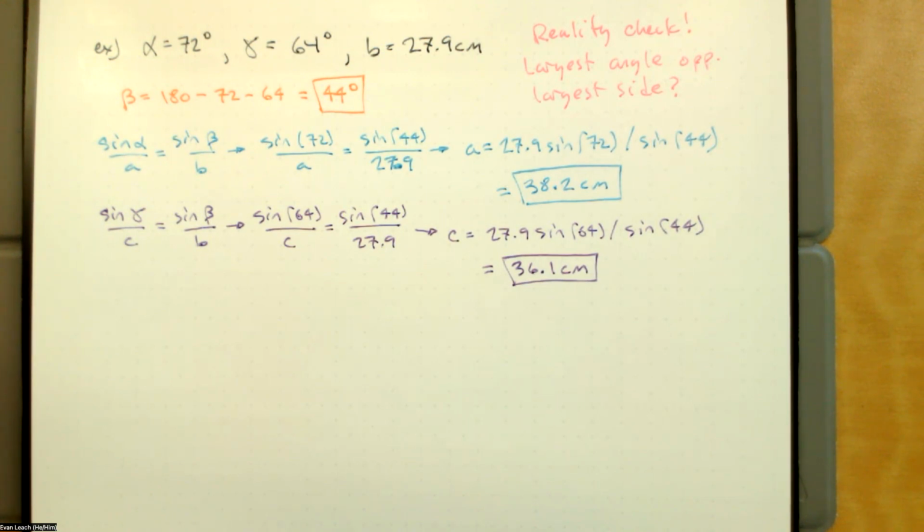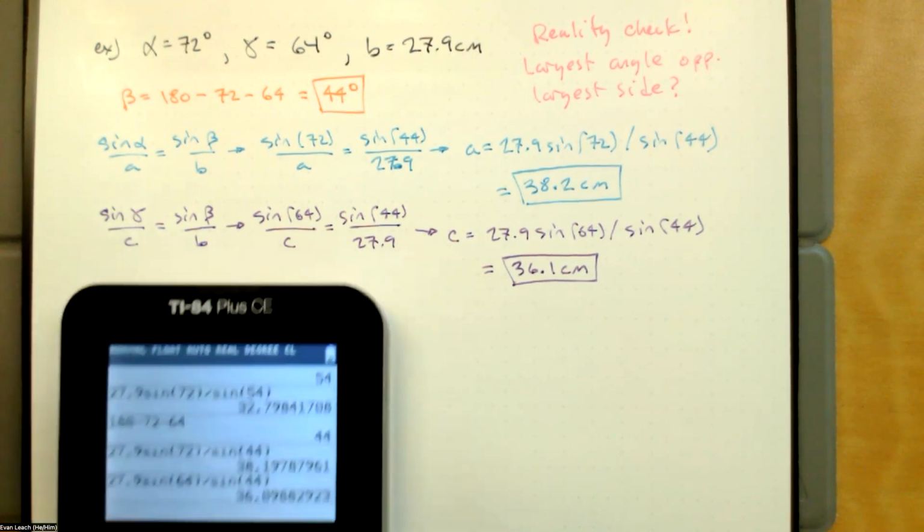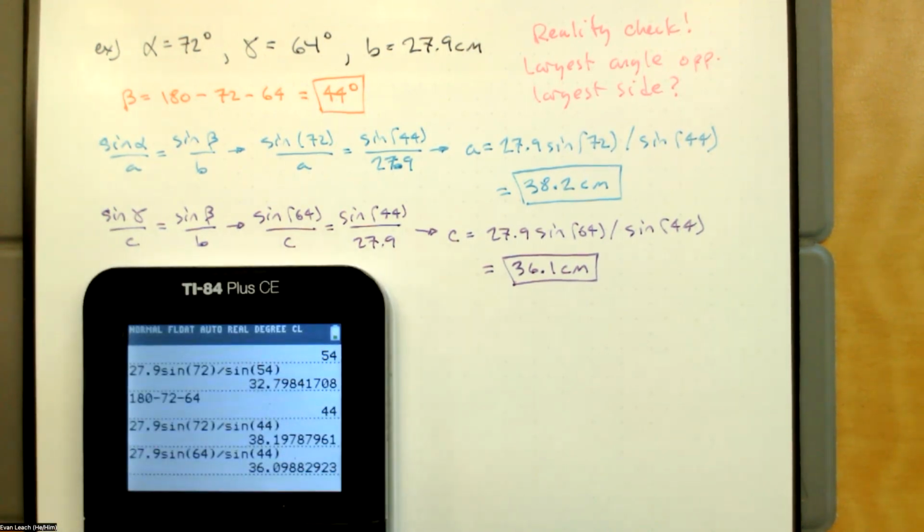Also note that once we had side A and side B, we could have used the law of cosines to find side C. But since using the law of sines is going back and changing 1 number in the calculation that we just did, we should just use the law of sines again. Any questions?